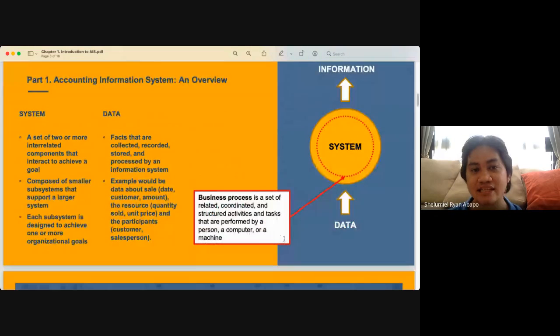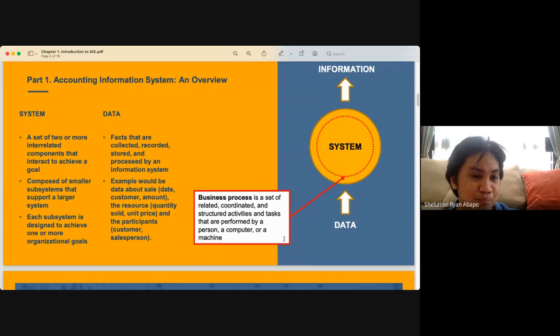When you say data, these are facts that are collected, recorded, stored, and processed by an information system. And if you look into the examples of data, this could be the sale date, the customer name, the amount, the quantity, the unit price, the total amount, the discounts, for example. The data we're talking about here are what we call parts of a particular transaction. And if you don't process them or you don't arrange them in a logical manner, it will not make sense.